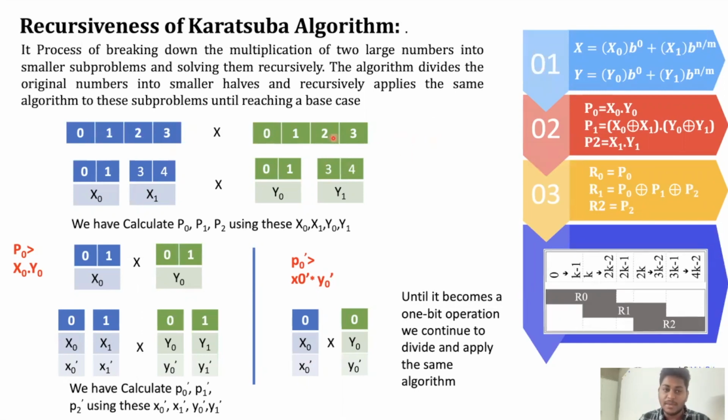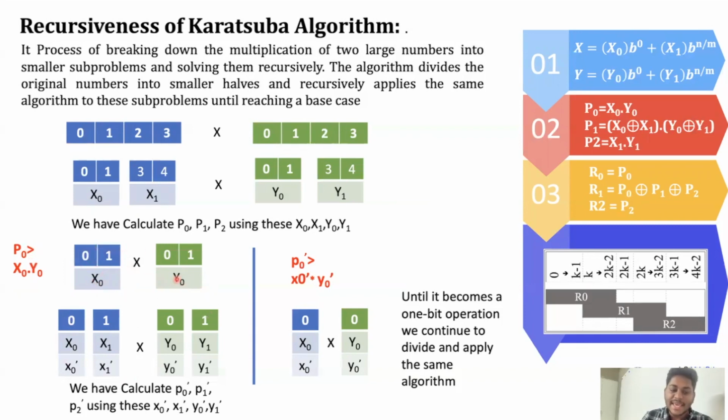Let's see an example. Here you can see it is a 4-bit multiplication. So according to step 1, we have to divide it into 2 equal parts. Here I divided each operand into 2 equal parts. Then in step 2, I started to compute the partial products. In this picture, I am computing P0. To compute P0, again I have to multiply this x0 and y0.